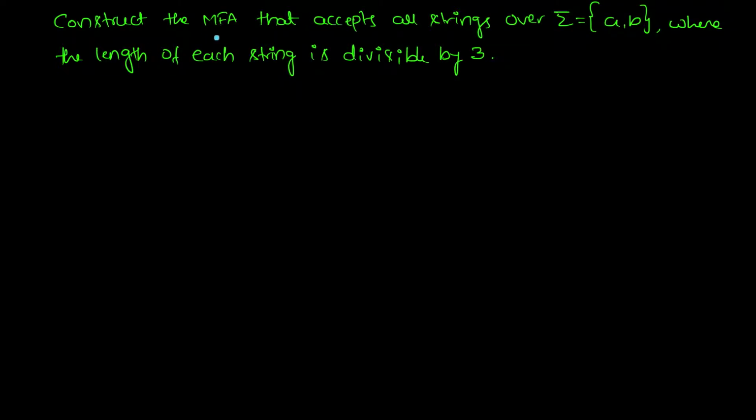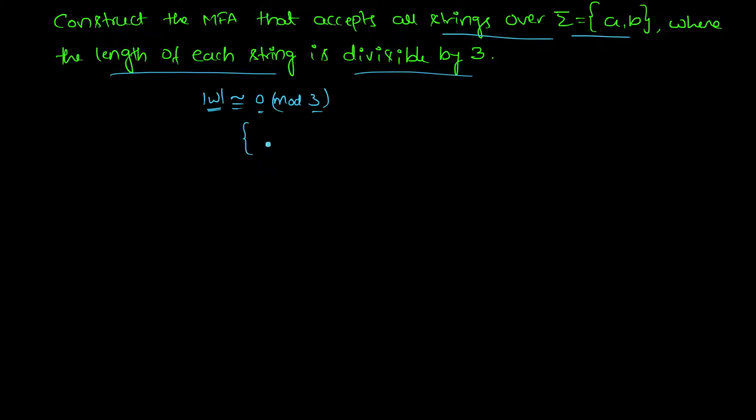Let's see this question. Construct the minimal finite automata that accepts all strings over the alphabet A, B, where the length of each string is divisible by 3. So the length of the string W is congruent to 0 mod 3, right? When we divide the length of the string by 3, it leaves a remainder 0. So the possible lengths of each string are 0, 3, 6, 9, 12, and so on. All these are multiples of 3.